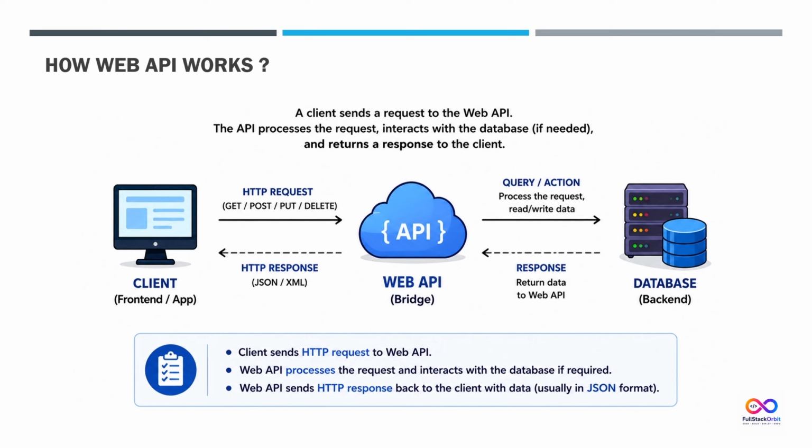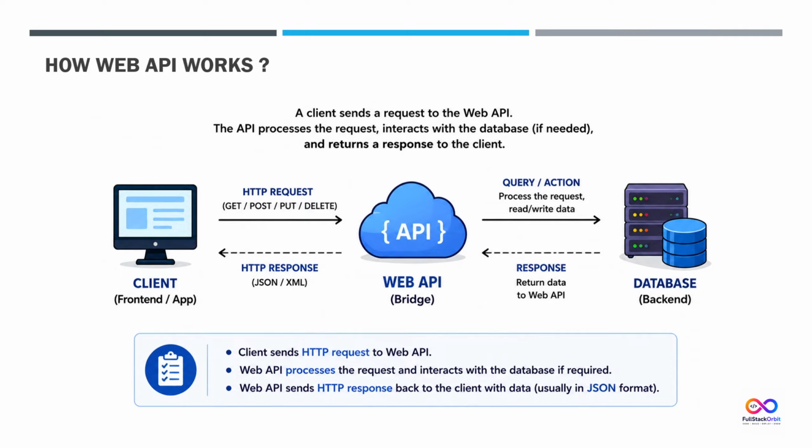Usually, the response is written in JSON format because JSON is lightweight and easy to understand across different platforms. So the flow is: the client sends an HTTP request, Web API processes the request, database interaction happens, and Web API sends an HTTP response back to the client.